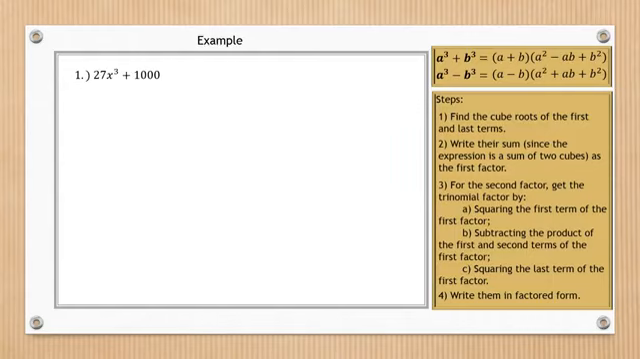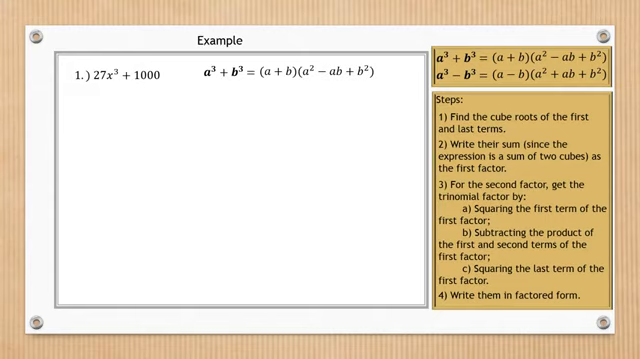Since we have identified that this is a sum of two cubes, we will use the sum of two cubes formula, because that is how we will solve it. Okay? Again, like I said, you have to memorize that one. So, how do we solve it?